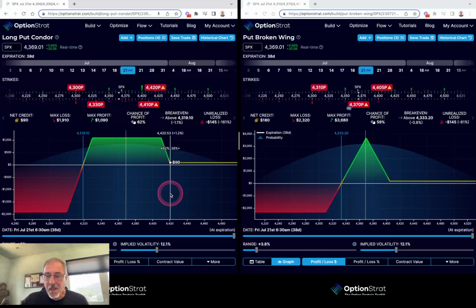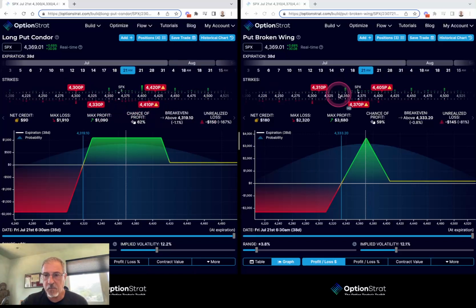So they're very similar trades. You probably have picked up, if you've watched any of these, that they're essentially the same trade. In both cases, we buy a long put, then we're selling two short puts, and then we're buying a higher long put. So this is the case for the condor right here. That's what that looks like.